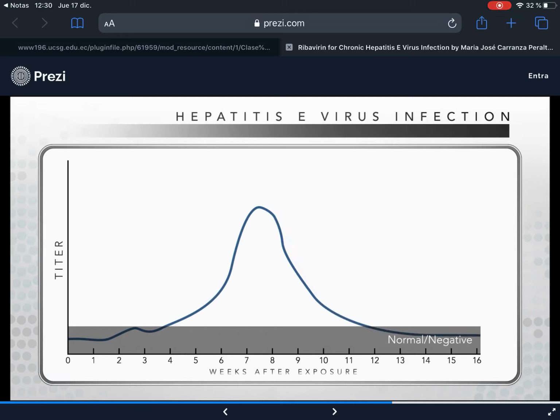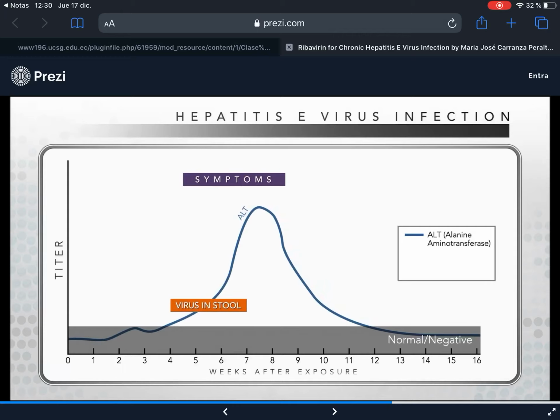Liver enzyme elevation, as shown in blue and labeled ALT for alanine aminotransferase, usually occurs 4 to 5 weeks after exposure to HEV and persists for 3 to 13 weeks. Symptoms, noted by the purple bar, occur when liver enzymes are elevated. Virus excretion in stool, illustrated by the orange bar, is variable, but usually lasts from about 1 week before symptoms appear until about 1 week after they have surfaced. However, this time frame can be longer in some people.